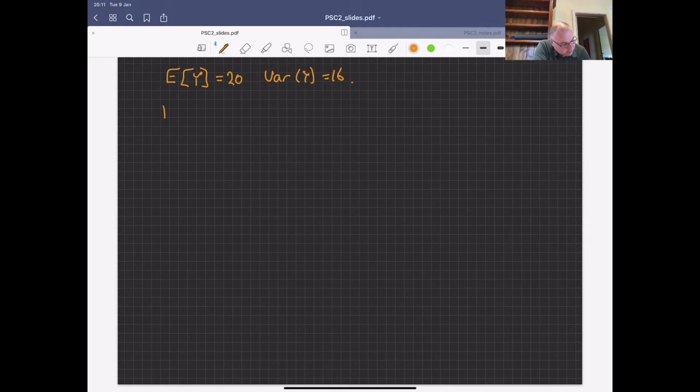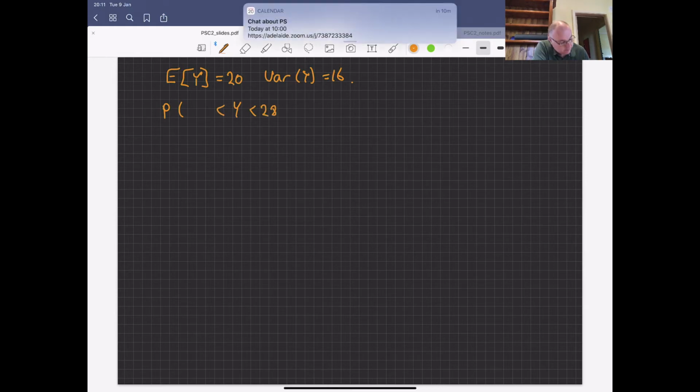And what do we want? We want the probability that y is less than 28 but greater than 12. Right, so how do you approach these? We're going to manipulate this so we get one of the left sides of that Chebyshev's inequality. So the first thing I'm going to do is take this inequality inside, and take a number off all the parts. And the number I'm going to take off is the expected value.